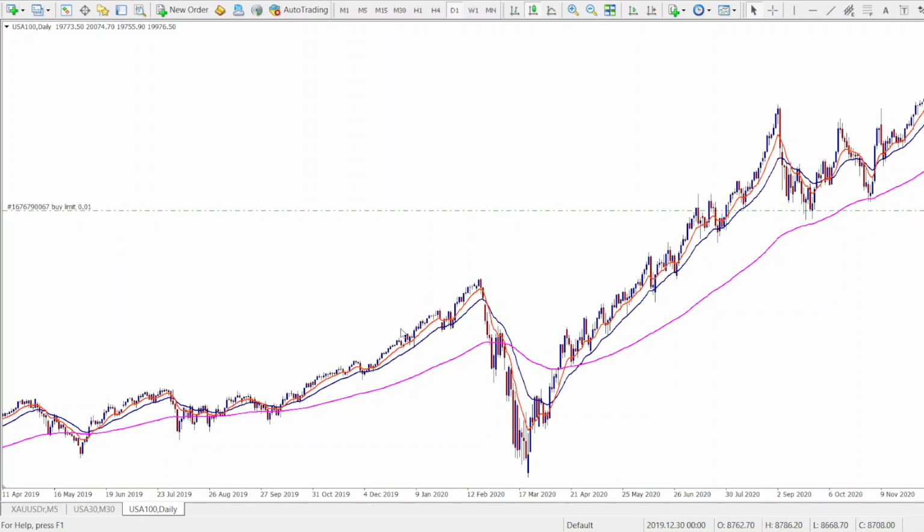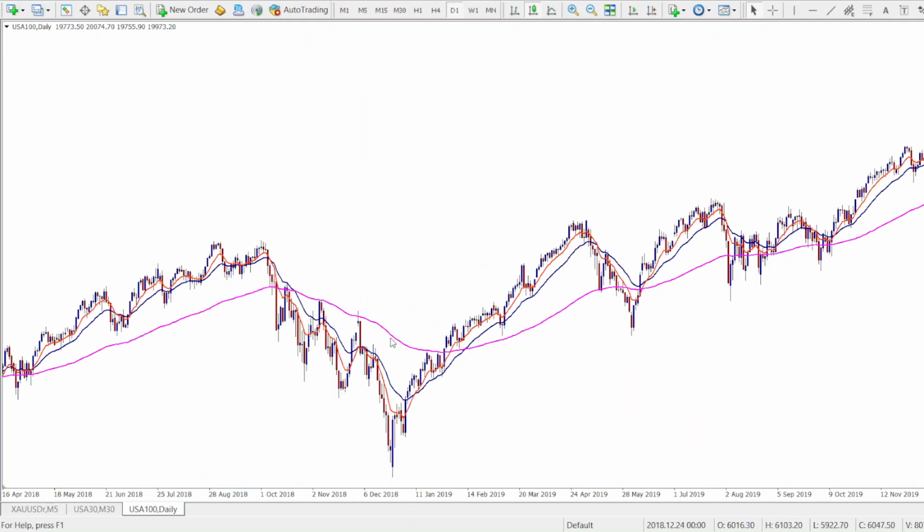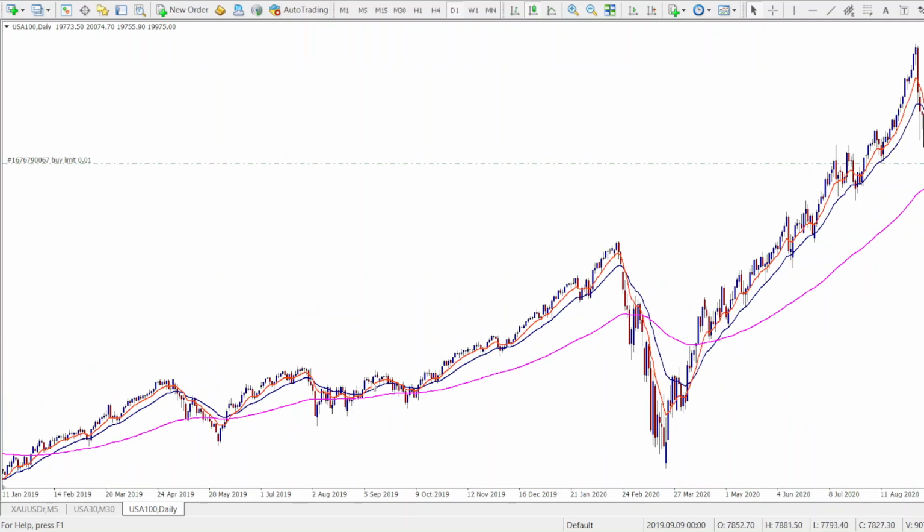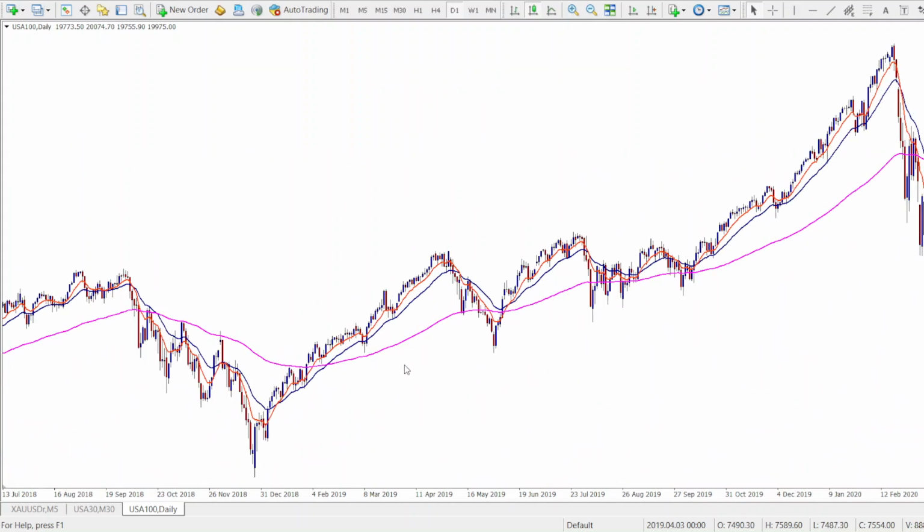On the other hand, flattening EMAs, such as what is happening around here, just moving sideways, indicate that the trend is losing momentum. For example, this was a buy trend, and then somewhere at this point, the EMAs began to flatten. So the flattening of the EMAs indicates that this buy trend is losing momentum.